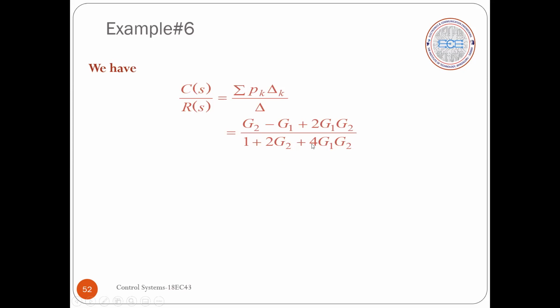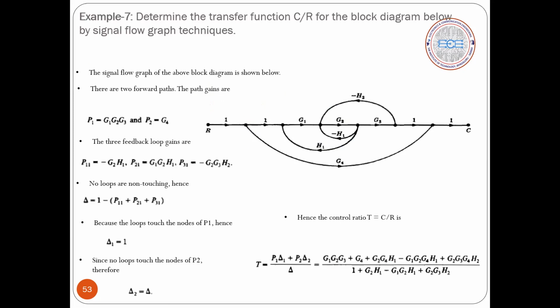For the forward paths we have to take Pk delta k in the numerator, and in the denominator we have to take delta. So this is the final transfer function according to Mason's gain formula.